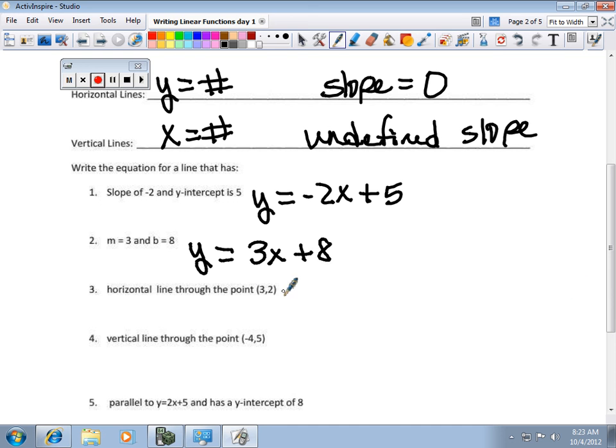Horizontal line, we said, is always going to be y equal a number. So you go to your point and you see what your y value was. So it would be y equal 2. Vertical line, we said, would always be x equal a number. You go to your point, find your x value, and so x is equal to -4.